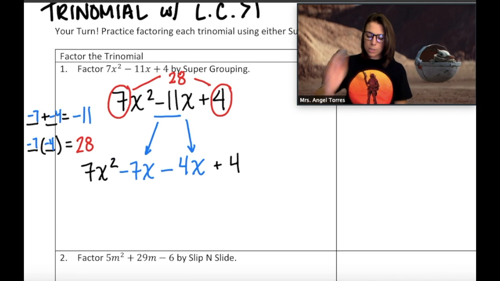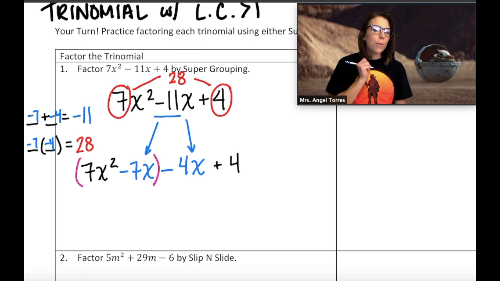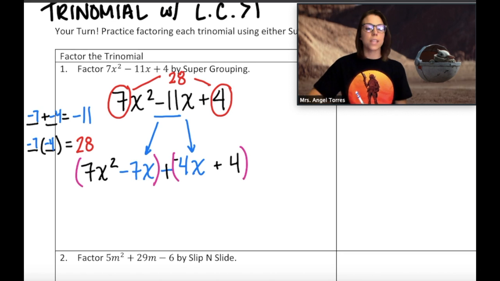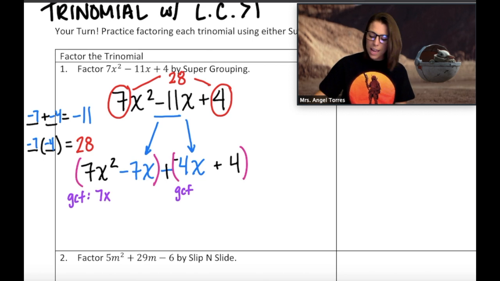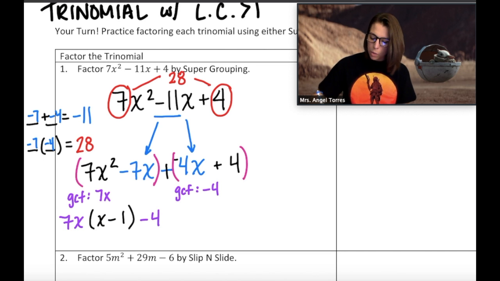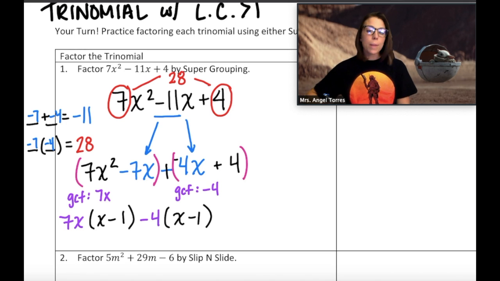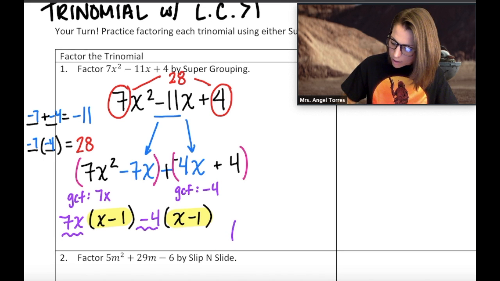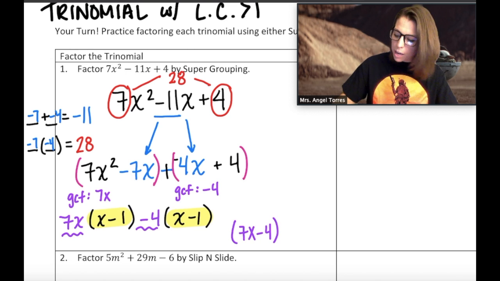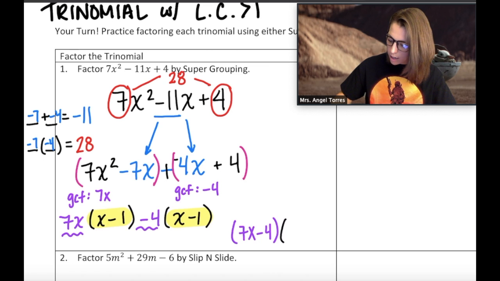So first step is that we're going to put this into groups. Second step, let's find our GCFs. Now let's factor that out. Do we have a common binomial here? Yes, we do, in our x minus 1. So that means we can now fully factor the expression. Our first binomial will be the two GCFs, 7x minus 4. And our second binomial is what they have in common, x minus 1.